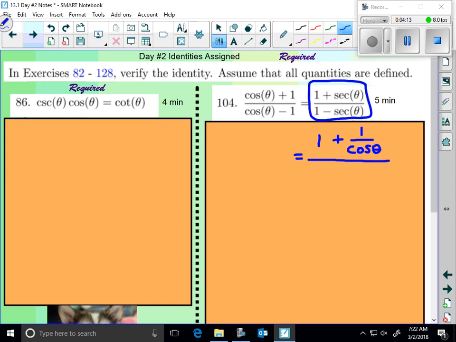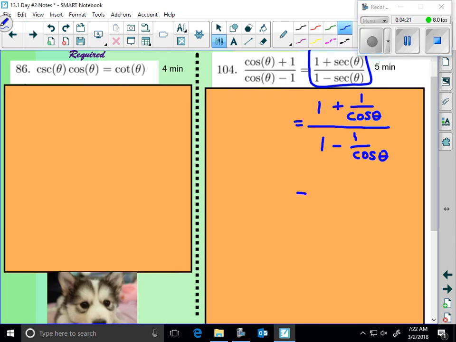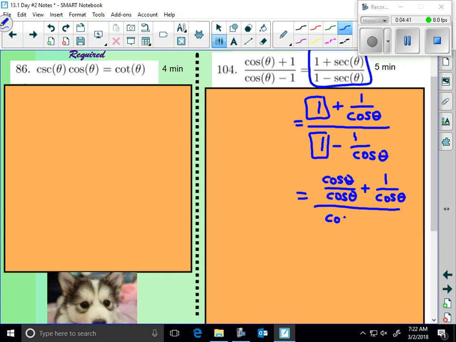The denominator will be 1 minus 1 over cosine. Okay, now, 1 here and 1 here are both equal to cosine theta over cosine theta. So in the numerator, I have cosine theta over cosine theta plus 1 over cosine theta. In the denominator, I'm going to have the same thing, cosine theta over cosine theta minus 1 over cosine theta. So what did I do? I did one of those hints and I got a common denominator. Right?